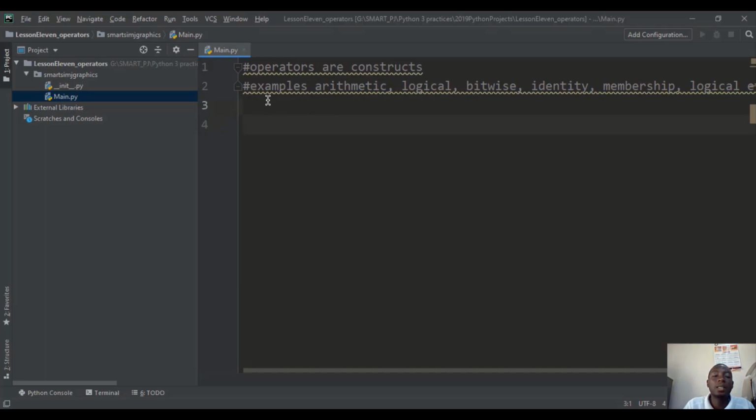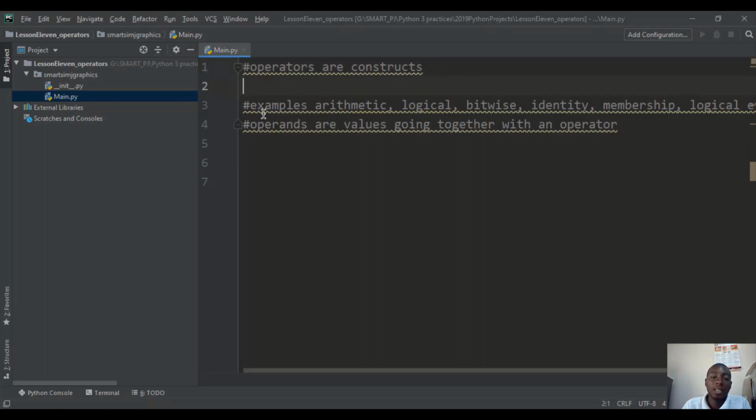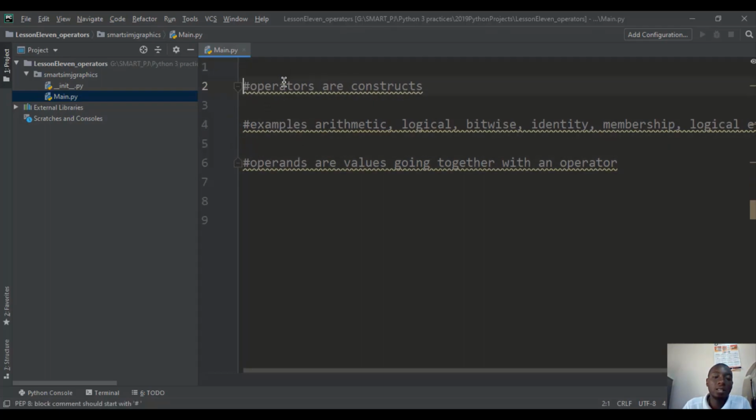I'm saying an operand is a value going together with an operator. Let's see an example like 4 plus 10. The 4 is the operand, the plus is our operator, and this one is our operand. We don't know the answer, so don't mind about these lines.